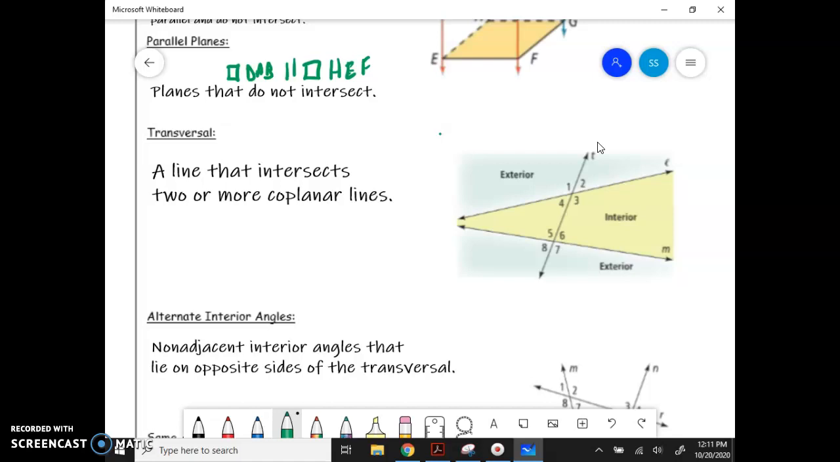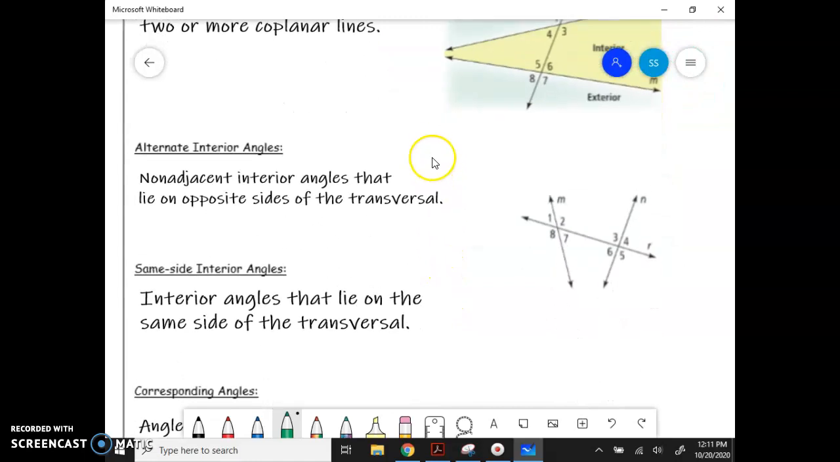Okay, here's one that you might not have heard of. A transversal is a line that intersects two or more coplanar lines. So in this figure over here, this line right here is the transversal. And that's something we're just going to have to be able to learn and recognize for these next types of angles that we have here.